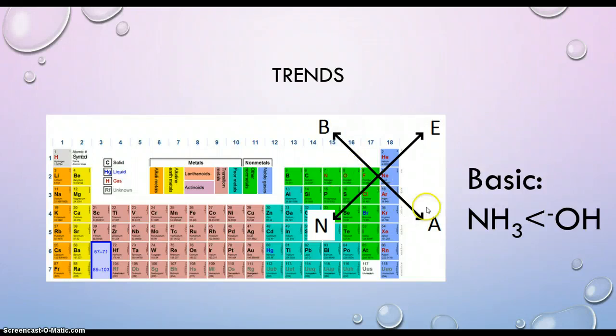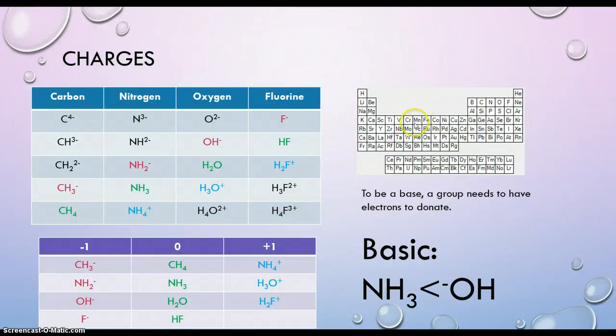What always confuses people, though, is that when you have something like NH3 compared to OH minus, the NH3 is more to the left than the OH minus, but the OH minus is more basic than the NH3. So this confuses a lot of people, and it definitely confused me. What I find that some professors forget to tell them is that the charges are also very important.